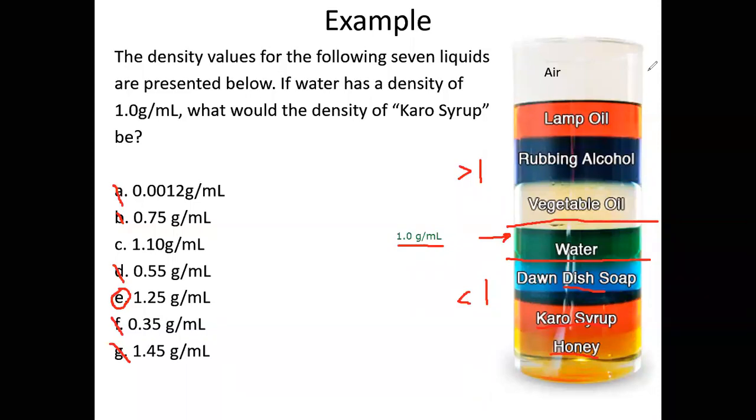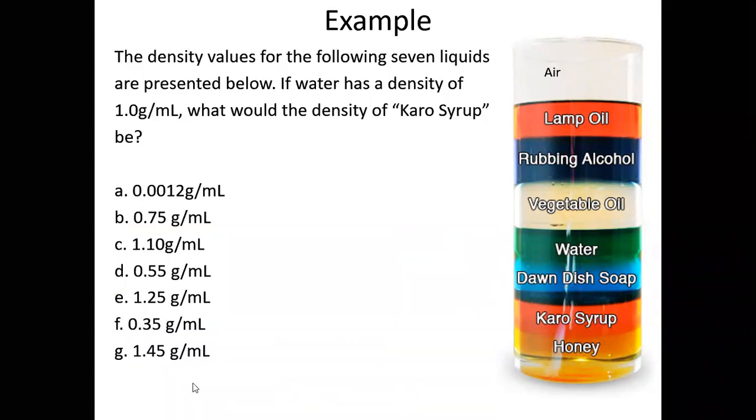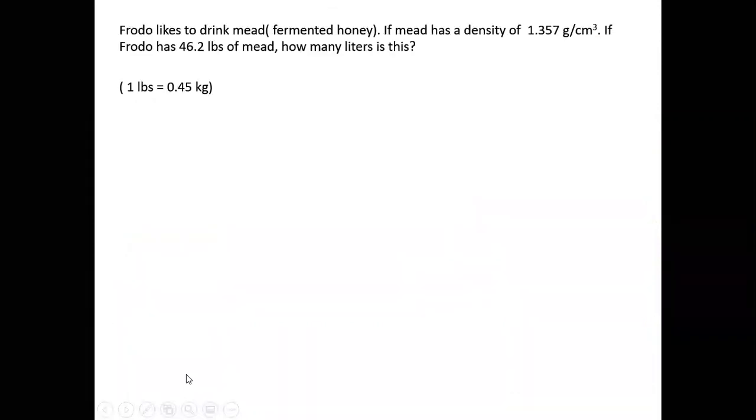So this was a qualitative example. Now we're actually going to look at some calculations involving density. So here's a typical density problem. Frodo likes to drink mead, which is a fermented honey. If mead has a density of 1.357 grams per centimeter cubed, and Frodo has 46.2 pounds of mead, how many liters is this?